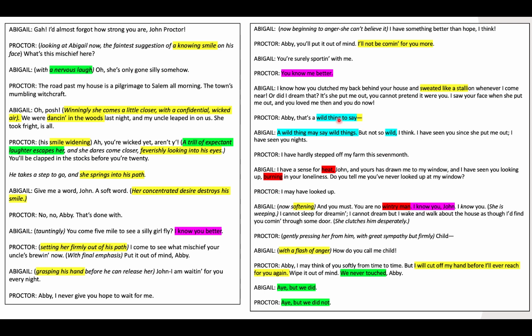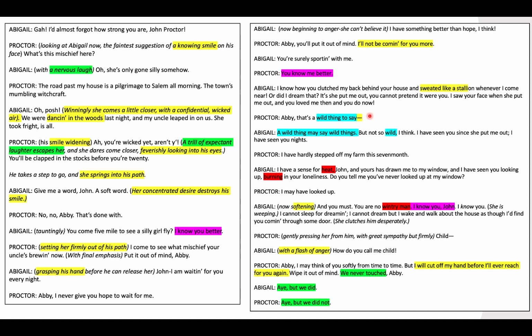And then I also noticed that Proctor says a wild thing to say, and Abigail makes reference to herself as well as what she's saying. A wild thing may say wild things, and this is in relation to what she's talking about in terms of their sexual relationship up here, and it's a wild thing for many reasons. It's a sin, it's adultery, and also this idea of individual pleasures, individual desires really goes against the Puritan doctrine. So there's multiple things you can say about that.